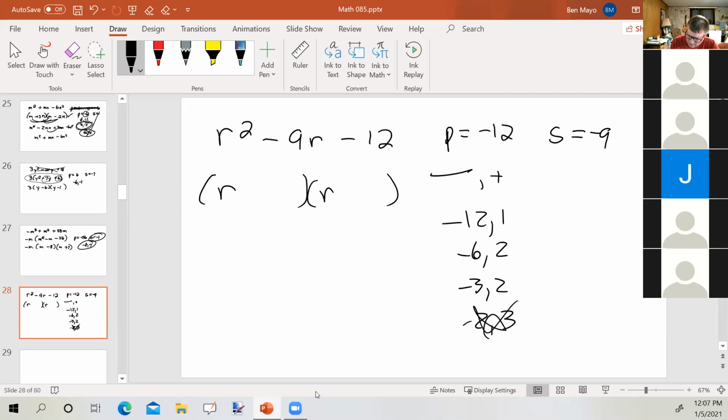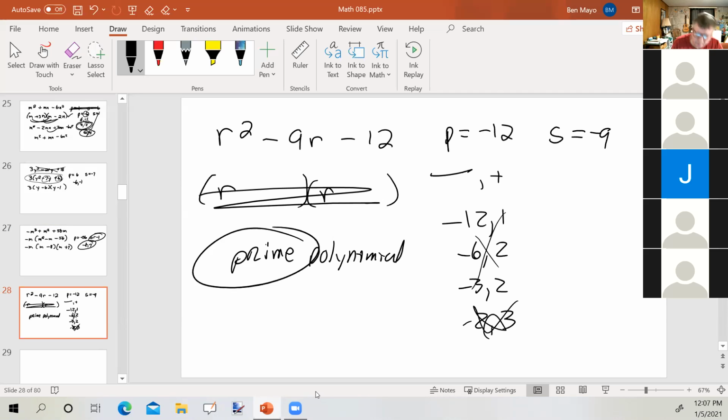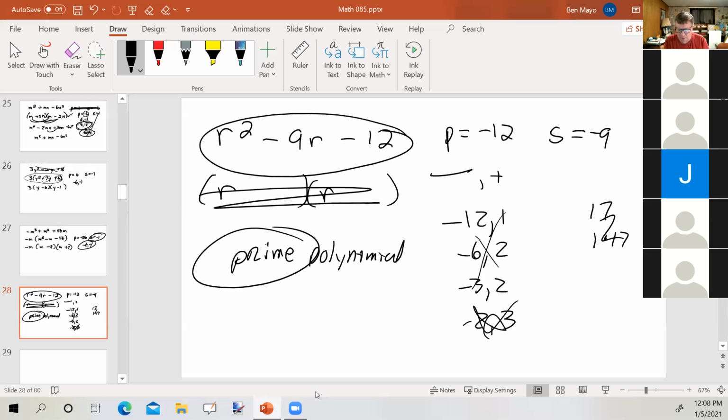Well, none of these work. That's because this is a prime polynomial, or you just say prime. It doesn't factor, okay? Just like the number 17 is a prime number. You can't write it as anything other than 1 times 17. This is a prime polynomial. You can't pull it apart using this method we're trying. So it's prime.